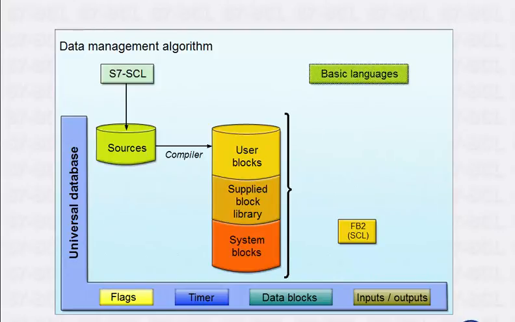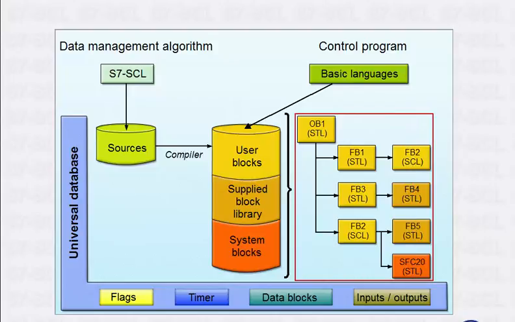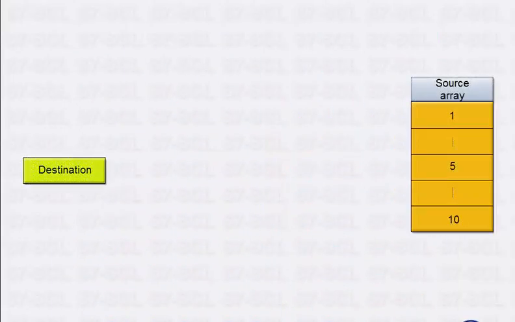In this way, a control program written in one of the basic languages can implement the following call hierarchy, for example. The algorithm implemented in FB2 can thus be used repeatedly and its behavior influenced by transferring the relevant parameters. By combining blocks that fulfill specific functions in a precise way, you can greatly reduce the development time. Now you can see why S7 SCL is predestined for complex tasks in the field of data processing.